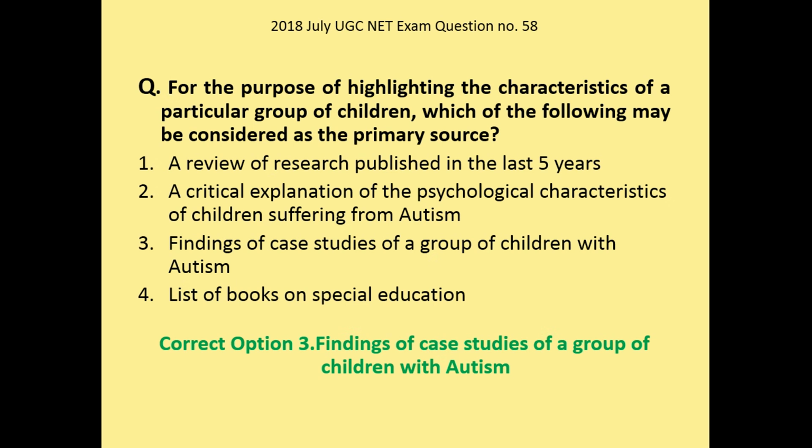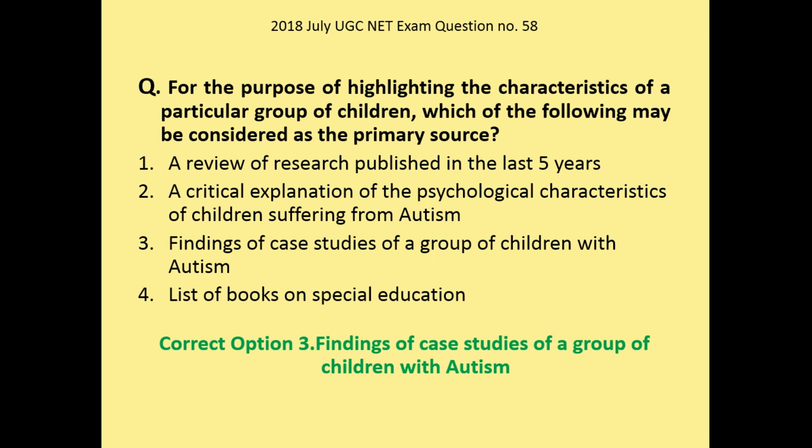Review of research means research is done by other researchers. So this is the indirect data. Option 2 is talking about only one aspect of the children who are suffering from autism, that is the psychological aspect. So it is not covering, or it is not giving the exact answer to this particular question. So this is also not the correct option.